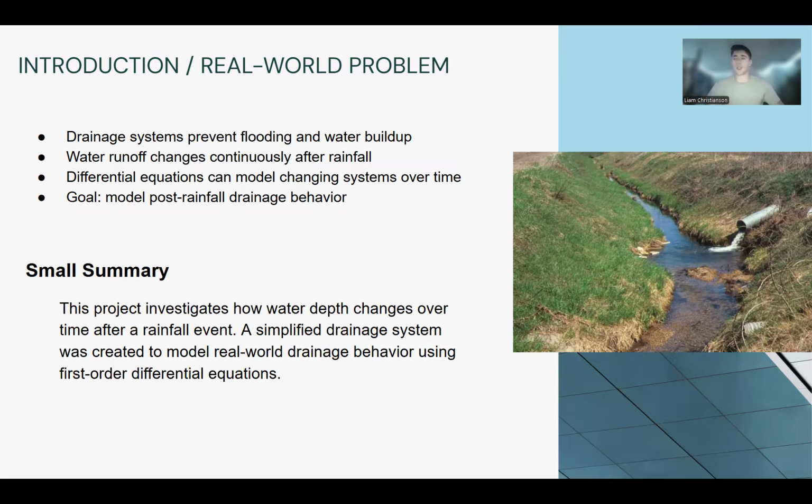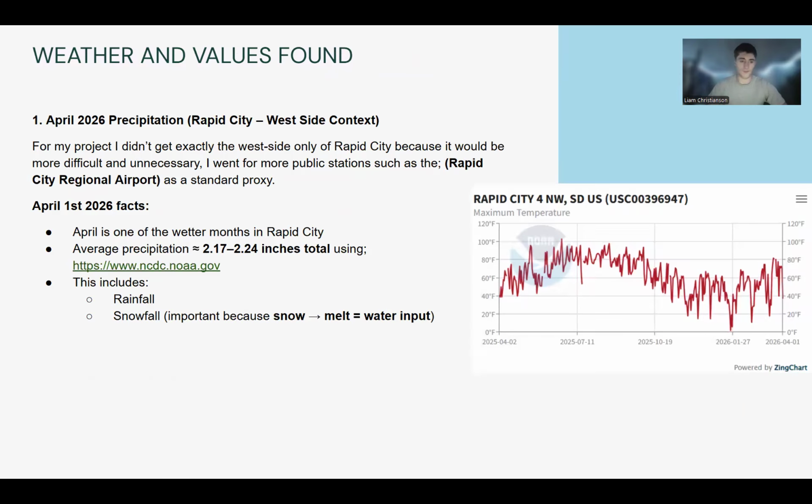So moving on to the introduction, drainage systems are important for preventing flooding, erosion, and water buildup after storms. In real drainage systems, water depth changes continuously over time as the system drains. Differential equations are useful because they can use these models to find the rates of change in systems like this.